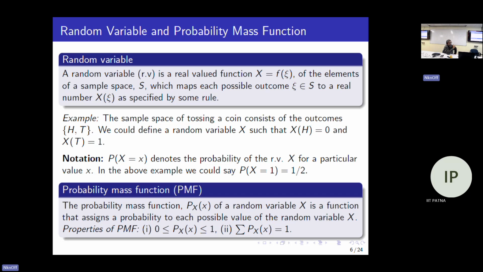For example, if we toss a coin, what will happen? We may get head or tail, so there are two outcomes. With head, I say that if head comes, it is 50. If tail comes, it is minus 50.